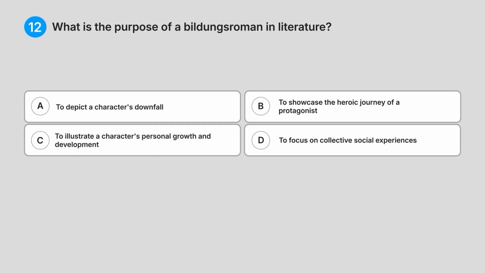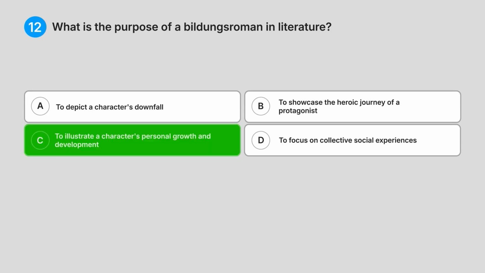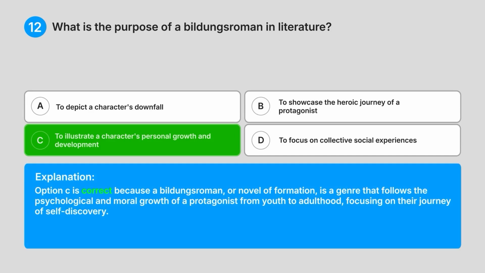Correct answer, C. To illustrate a character's personal growth and development. Explanation. Option C is correct because a Bildungsroman, or novel of formation, is a genre that follows the psychological and moral growth of a protagonist from youth to adulthood, focusing on their journey of self-discovery.